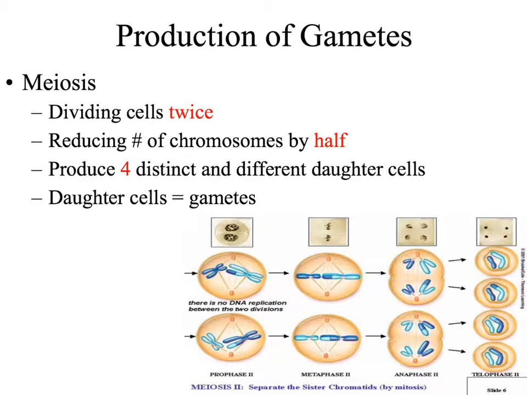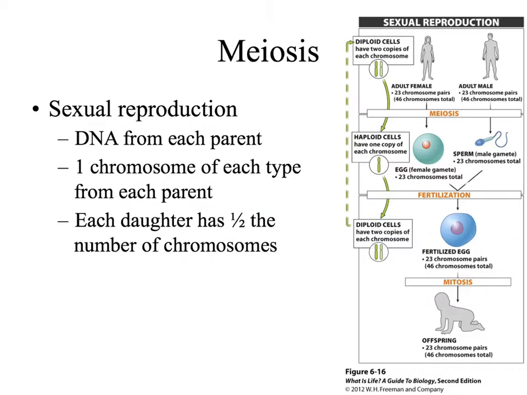Meiosis is our second type of cell division. This process produces gametes, also known as sex cells, like eggs and sperm cells. During meiosis, cells will divide twice. This is reducing the number of chromosomes by half in the daughter cells. We will produce 4 distinct, very different daughter cells because of these 2 rounds of division. Again, the daughter cells are also known as gametes.